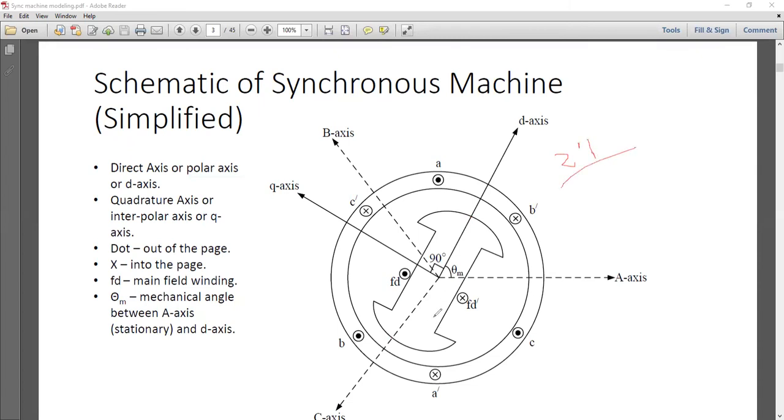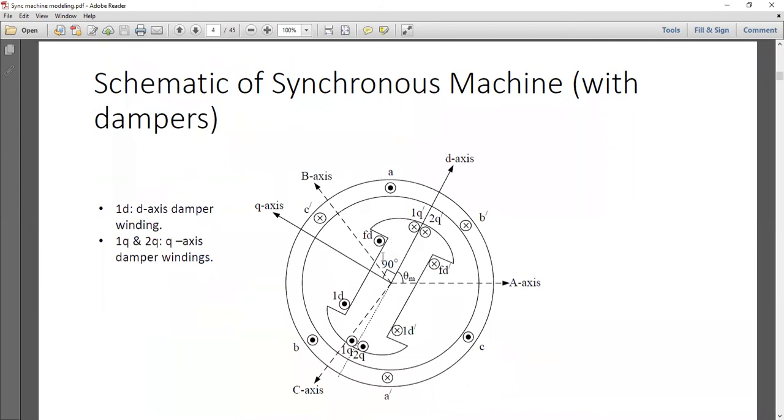What is 2.1? In the d-axis you simply add another 1D and 1D dash. I'm not putting the dots and crosses, it will kill some time. 1D and 1D dash, and here you put 1Q and 1Q dash. So two sets of coil in the d-axis and one set of coil in the q-axis. Done? Very easy. What should be 2.2? Two sets in the d-axis and two sets in the q-axis. I'm not going to draw it again because it is already with us. So this is 2.2, right?